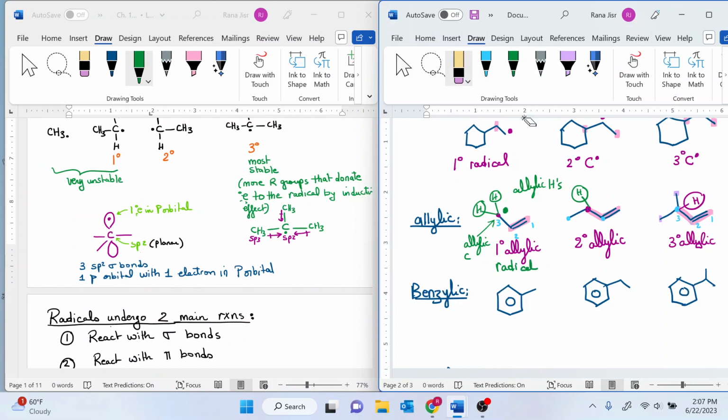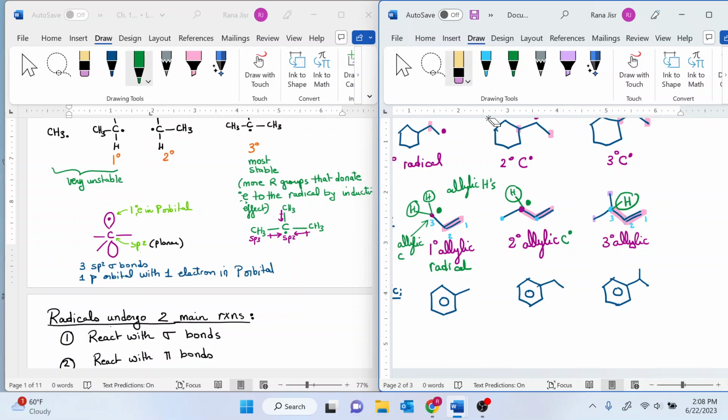Same thing, if I lose this hydrogen over here, I'm going to end up having a radical. So it's going to be a secondary allylic radical. If I lose a hydrogen on the tertiary allylic position, then I'm going to end up getting a tertiary allylic radical. All of these radicals that you see, these are more stable than the tertiary radical because of resonance.